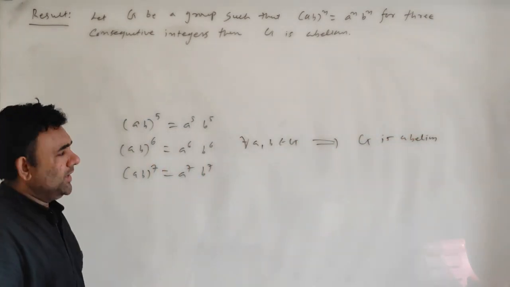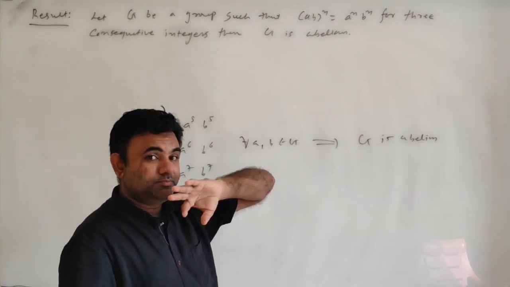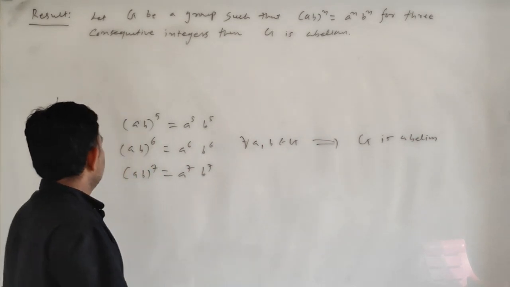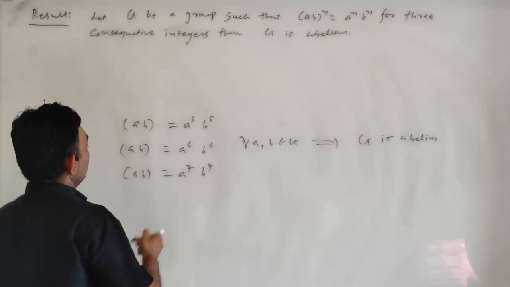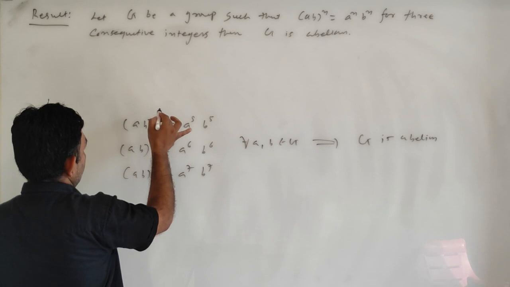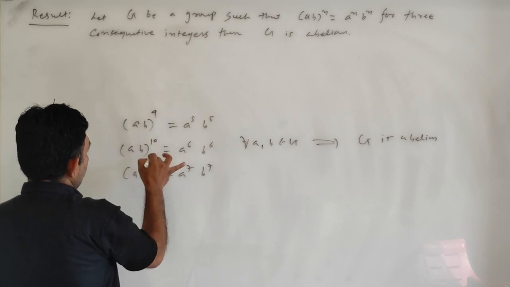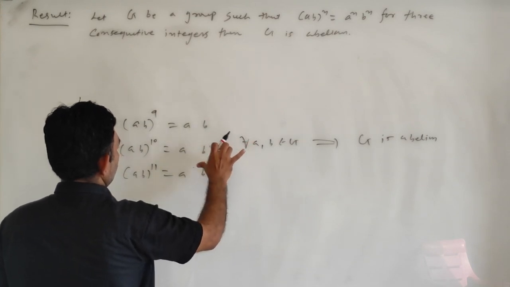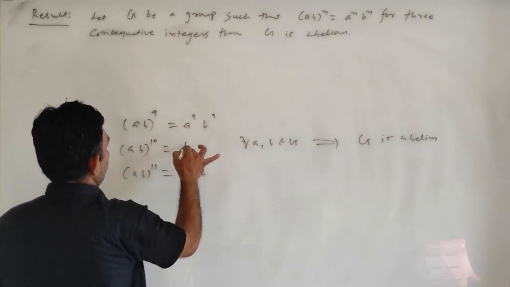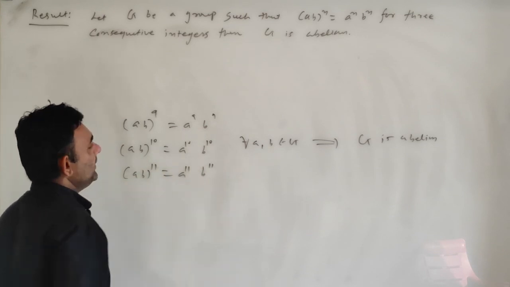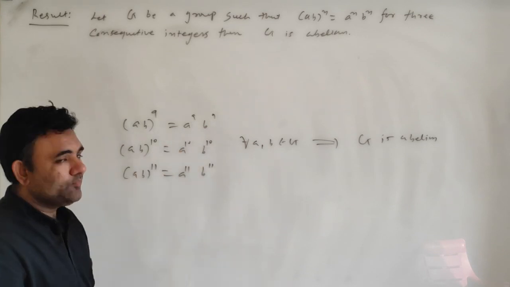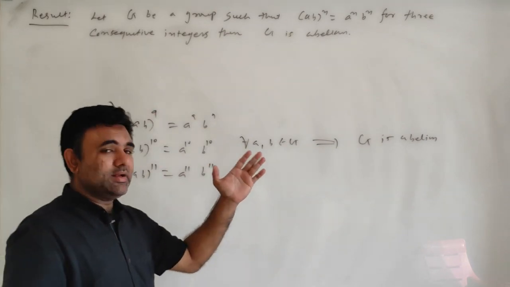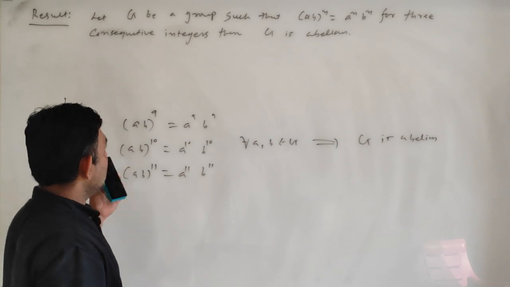G is abelian, and it is true for any integers, but those 3 integers must be what? Consecutive. If, suppose, I consider 9, 10, 11, then here it should be 9th power, here it should be 10th power, and here it should be 11th power. Then G is abelian. So for any 3 consecutive integers, if I have this situation, then I can claim that G is abelian. So let us prove this result.